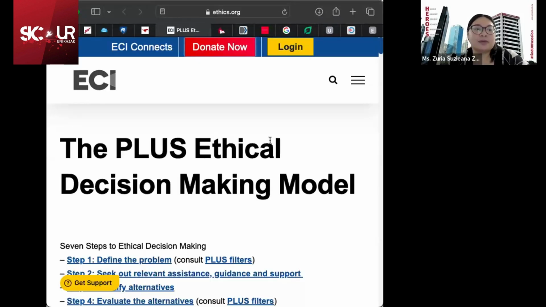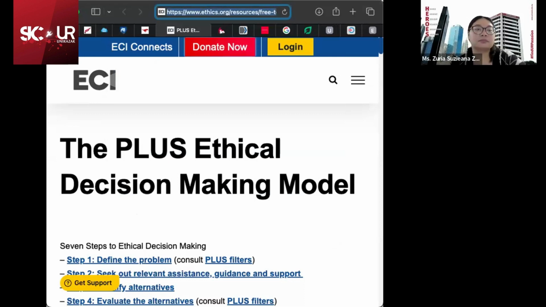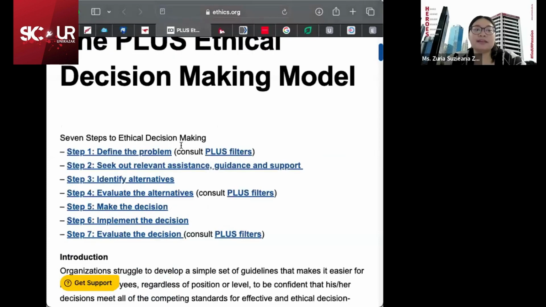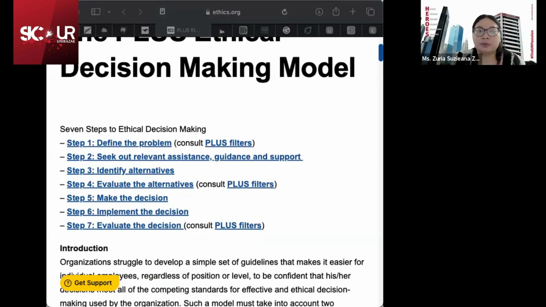Okay, next, let's take a look at the decision-making model. There are two decision-making models that are very famous and well used. The first one is what we call the PLUS ethical decision-making model. Actually, this is an acronym for the steps. It has 7 steps to ethical decision-making, and you have to consult these PLUS pillars, where you ask questions before you make any decision. What do you think about this? What do you think about that?